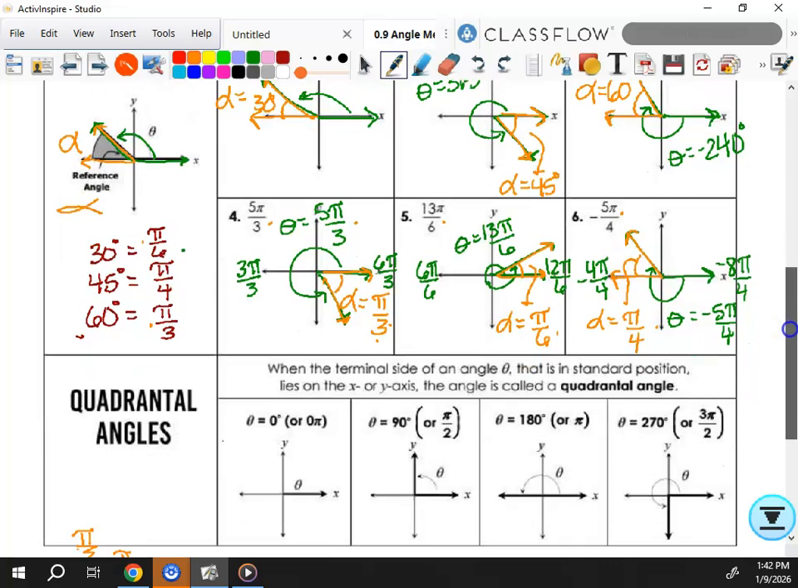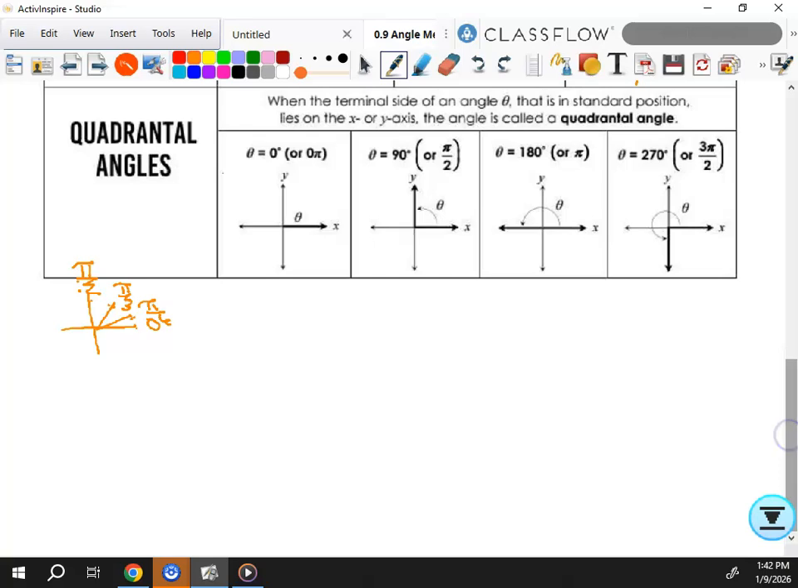But what if I ask you about pi halves? What quadrant is pi halves in? Well, it's not, right? So they're called quadrantals. When the terminal side of an angle that is in standard position lies on the x or y axis, it's a quadrantal angle. So if you're at 0 or 2 pi or 4 pi or negative 4 pi or whatever, that's a quadrantal angle. Or if you are at pi halves, anything that lands on the axis, those are quadrantals.